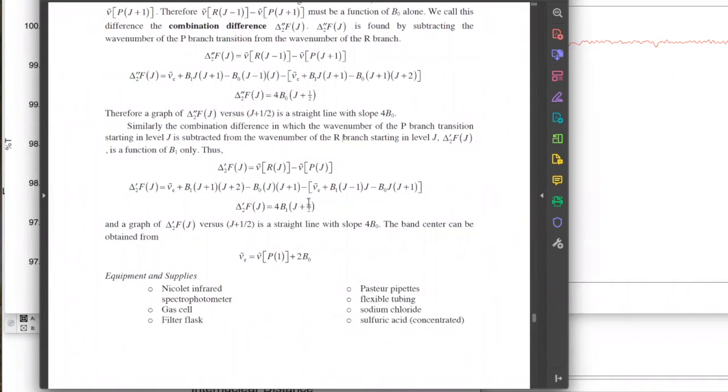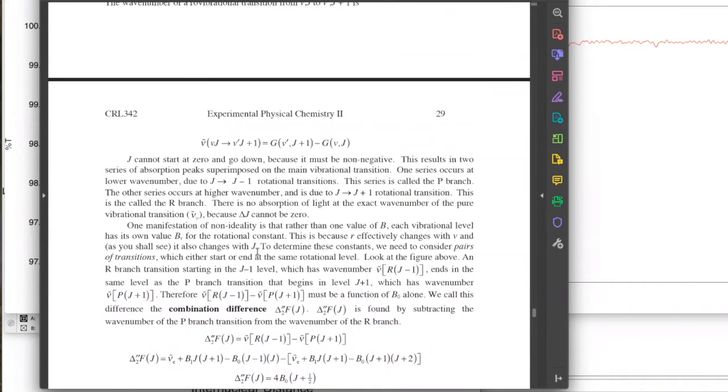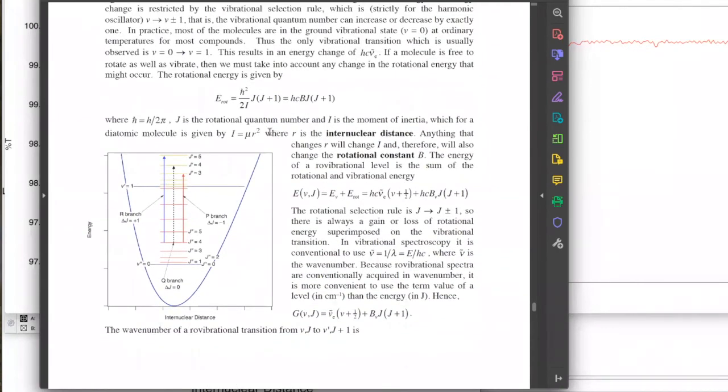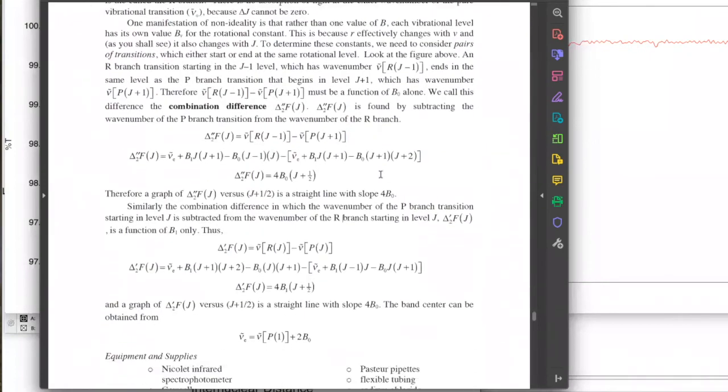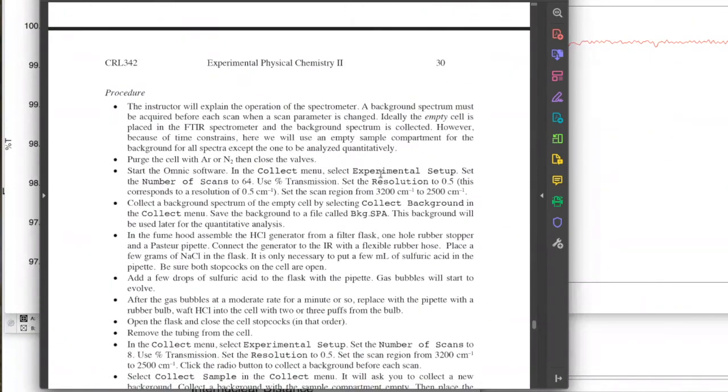Once you have both B0 and B1, you can use any transition. Here I've just done it for the P1 line, but you can do it for any transition to figure out what RE is. And then you can also go back and determine the equilibrium bond distance in the V equals 0 and V equals 1 states from the value of B that you've got. It'll be slightly different in those two states because you have slightly different values of RE, the equilibrium bond distance. All right. Okay, so all of that you're going to determine from these spectra.